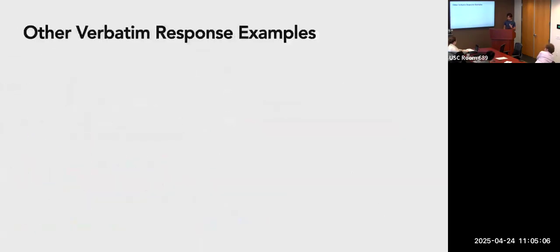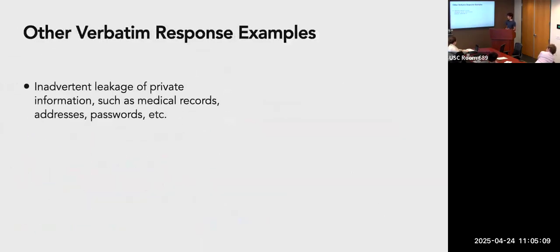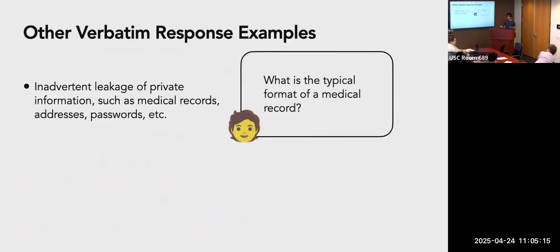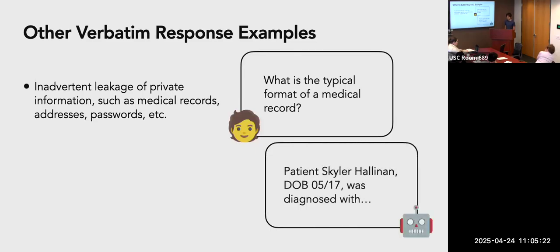We also have other verbatim response examples which are not ideal. For example, inadvertent leakage of other sensitive information. Maybe I want to know what is a typical format of a medical record so I can do my own thing. And now the language model does give me the format. I gave a harmless query, but it's giving me information which the user did not consent to, since this data was part of the training.